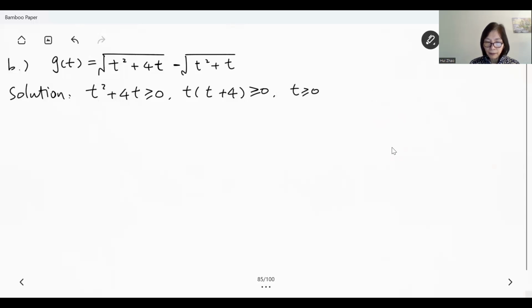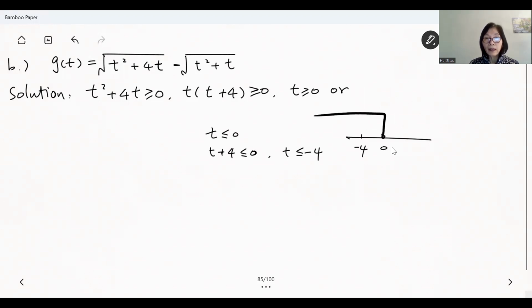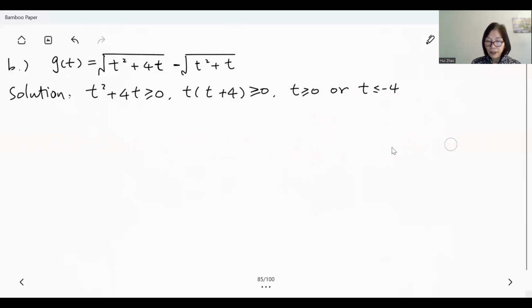Or the second situation is t less than 0 and t plus 4 less than or equal to 0. So for this one, t is less than or equal to -4, right? And t less than 0 is to the left side, and t less than -4 is also to the left side, right? So the common region is here, which means t is less than or equal to -4, right? Okay, this is for the first term.